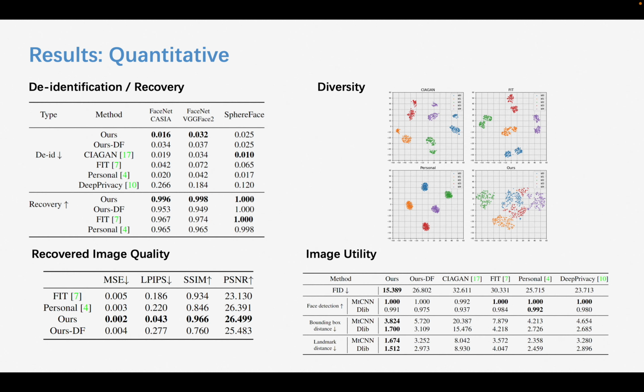For quantitative comparison, our method achieves the highest de-identification rate and identity recovery rate. The Tieniu result validates that the diversity of our method is best compared with other methods. RiDDLE has also shown its superiority in image quality and utility.